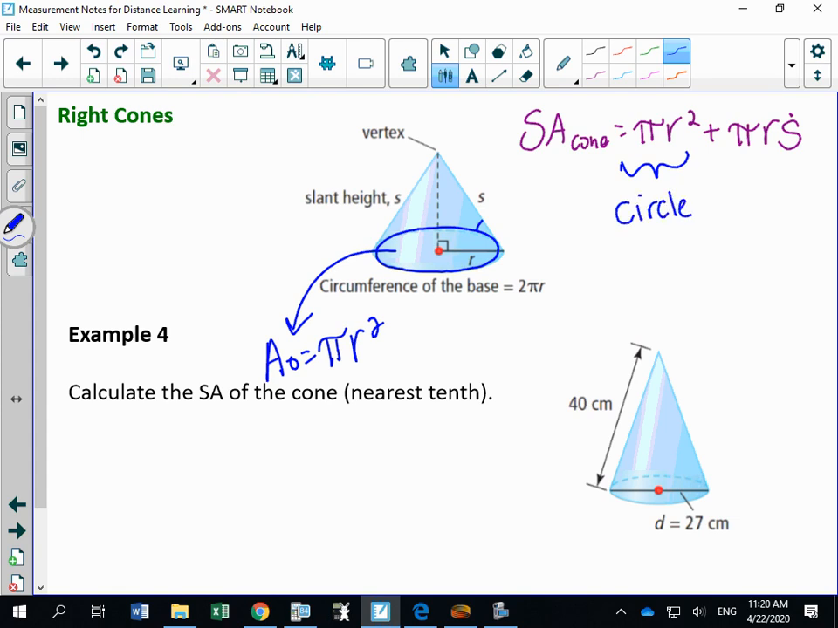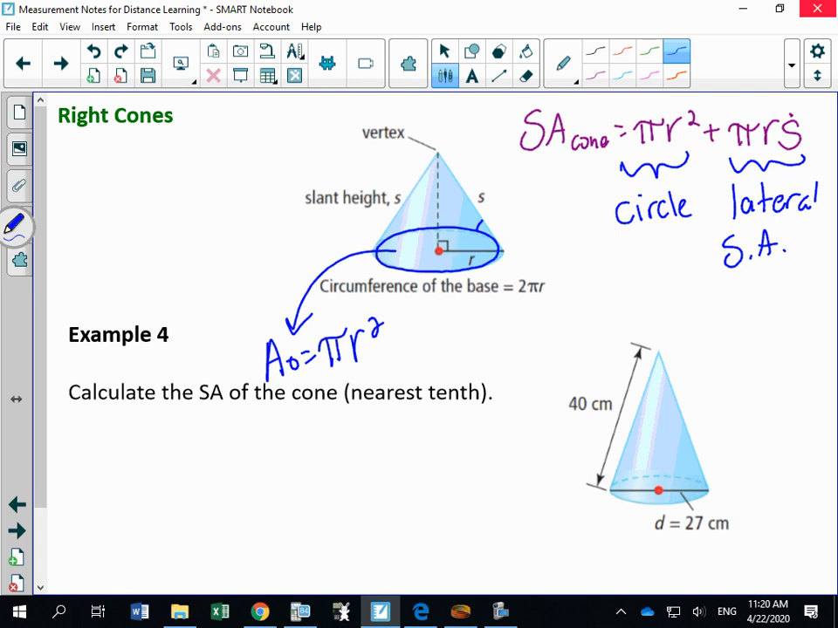This would be the wraparound part of the cone, right? Pi rs would be the wraparound part. So, what did we call the wraparound part? That is the lateral surface area.